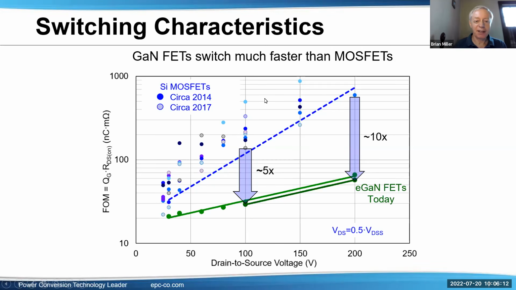And you'll see the blue dots are various silicon MOSFETs. The green dots are EPC GaN FETs. And you'll see the light green, older ones, and the darker colors today. And you can expect that line to continue to go down to improve as time goes on.